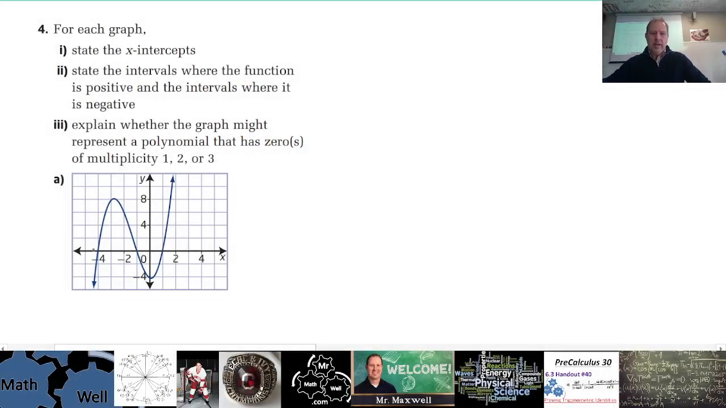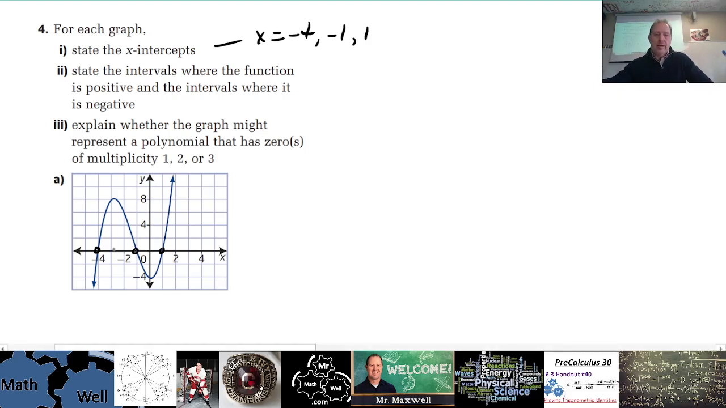So the x-intercepts, again, are -4, -1, and +1. Okay, so x equals -4, -1, and +1. The intervals where the function is positive and where it is negative. The function is positive when the overall function, which is really y equals f of x, has positive values. The interval means the x values, the part of the domain.